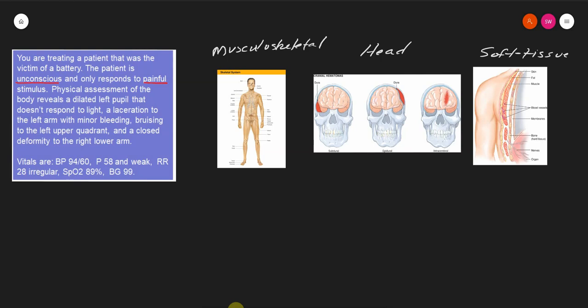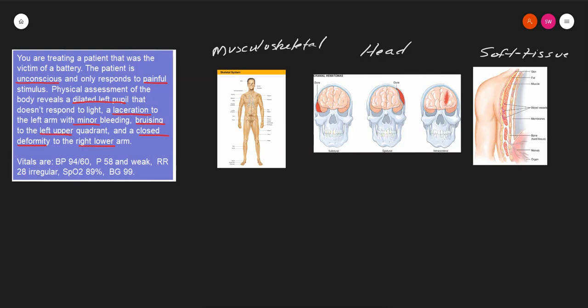Looking at our physical assessment, we have a dilated left pupil that's not responding. We have a laceration to the left arm with only minor bleeding, and that's important to note. Bruising to the left upper quadrant, right? That's kind of important. And a closed deformity to the right lower arm. So again, we'll look at those things. Now, before we get into the vitals, let's look at this stuff here. Where can we associate those injury patterns as far as these different types of injuries?